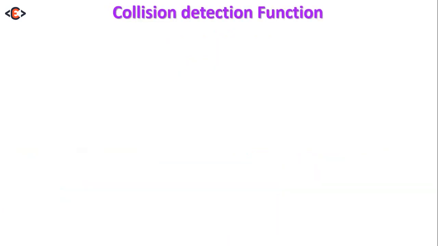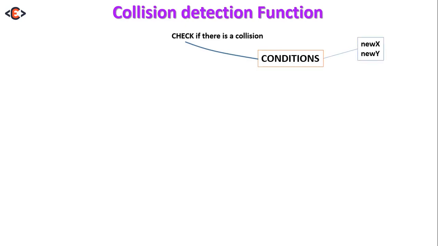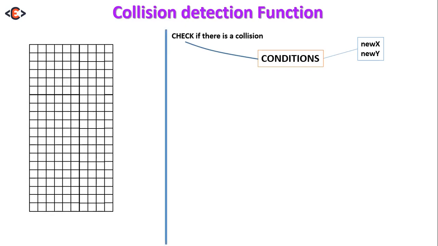In the collision detection function, we need to check if there is a collision, which means we need to use conditions based on the new x and the new y. The new x and the new y are just the new coordinates of the piece after the movement. What are these conditions? Let's see here our board. We have the left wall, so every piece beyond this wall has an x less than 0. This is the right wall. Every piece beyond this wall has an x greater than the column count. Here we have a y position less than 0, and here we have a y position greater than the row count.